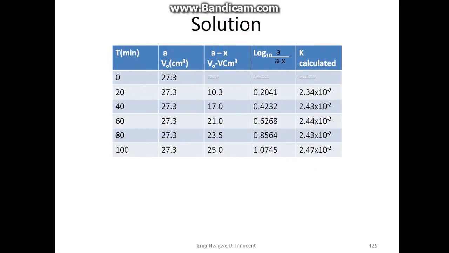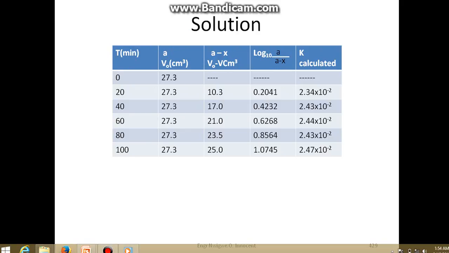Solution. We have from the question time equals 0, 20, 40, 60, 80 and 100. Then the initial concentration is 27.3 for all the times. Initial concentration minus the volume of the product.